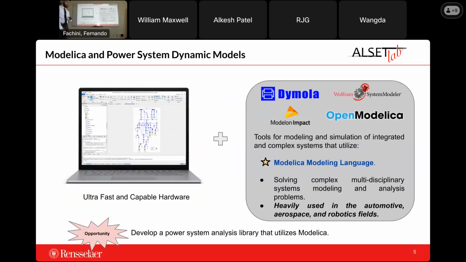Okay. The star component of all my research has to be the Modelica modeling language. For those that do not know, it's a modeling language that was created for solving complex multidisciplinary systems modeling and analysis problems. It's heavily used nowadays in the automotive, aerospace, and robotics fields, but it's still in the early stages in power systems. And this is the opportunity that we have to develop the power system analysis library utilizing Modelica.